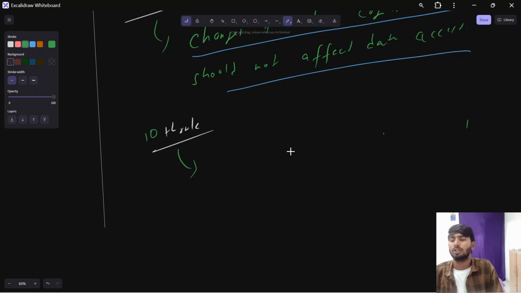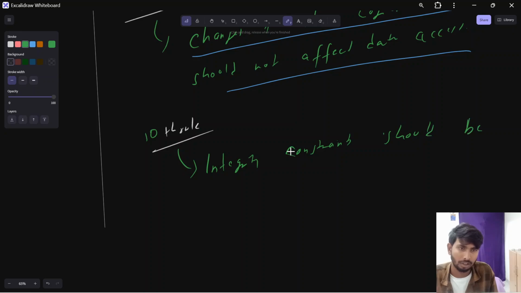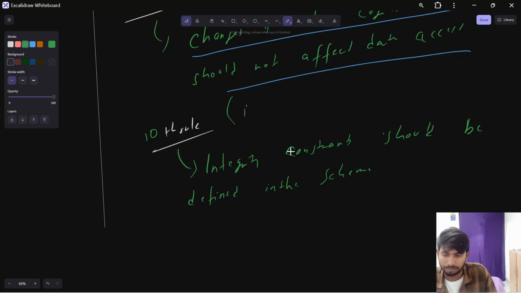Tenth rule is integrity. Integrity constraint should be defined in the schema. Okay, we can say this is the integrity dependency rule.